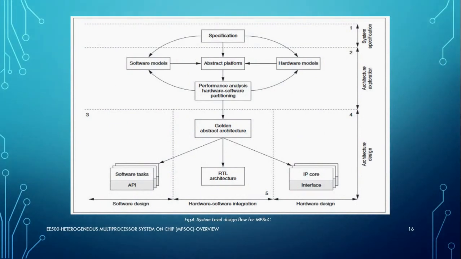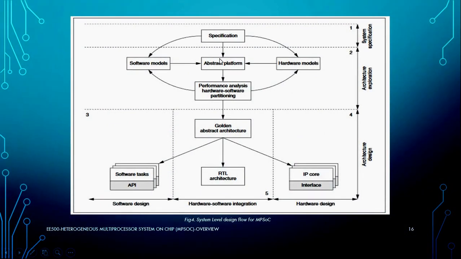Here we can see the first level is specification. In specification, there is a mutual agreement between system designers and customers to create an architecture, an informal model of the application functionalities needed by the customers. Second, the architectural exploration consists of software models, hardware models, and abstract platform, which are integrated and run through a performance analysis. System designers build an executable model of specifications and iterate through the performance analysis loop to determine the hardware-software partitioning for the SOC architecture.